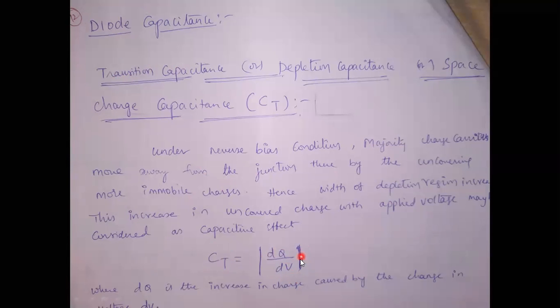See here, if I increase the voltage in reverse bias, what is happening? The depletion region width is increasing, which means more charges are accumulating at the junction. So this rate is changing. That's why I'm applying dq by dv here.